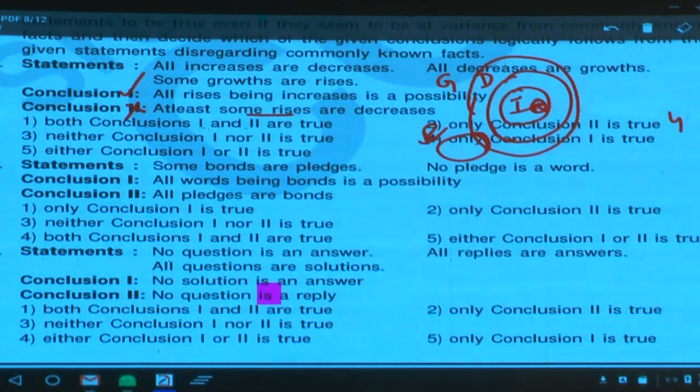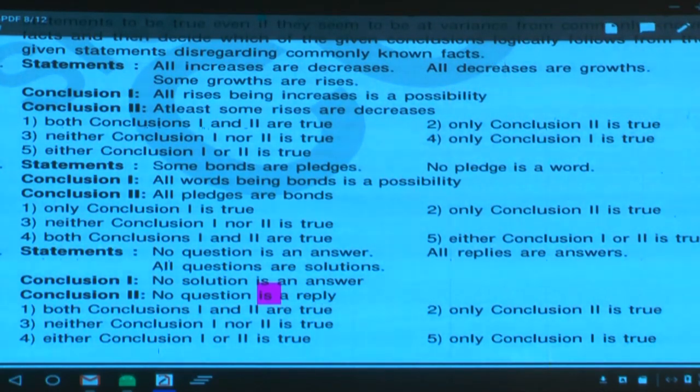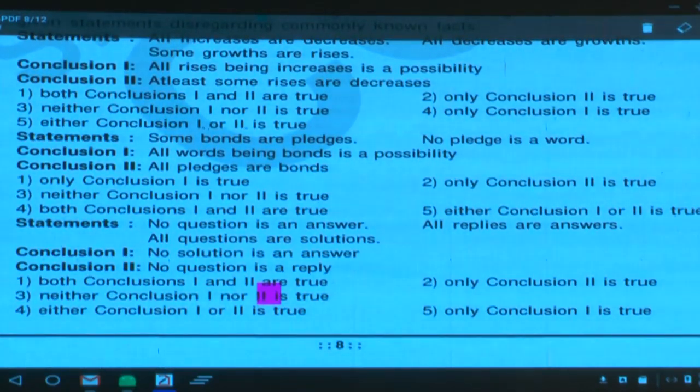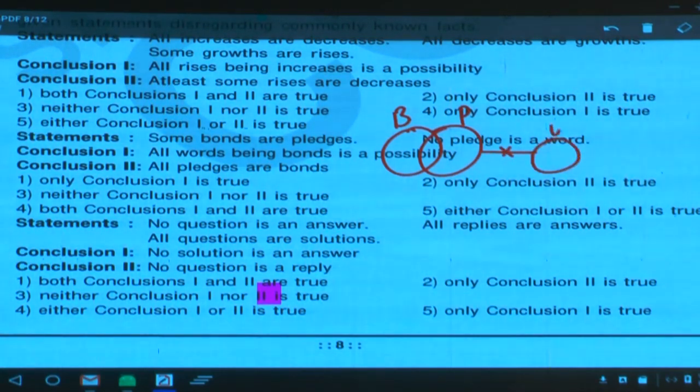Then coming to question number 68. Some bonds are pledges can be written like this, bond and pledge, this is bond and this is pledge. Then no pledge is a word, so there is no intersection between pledge and word, isn't it? Then the first conclusion is a possibility, and we can work it out afterwards.